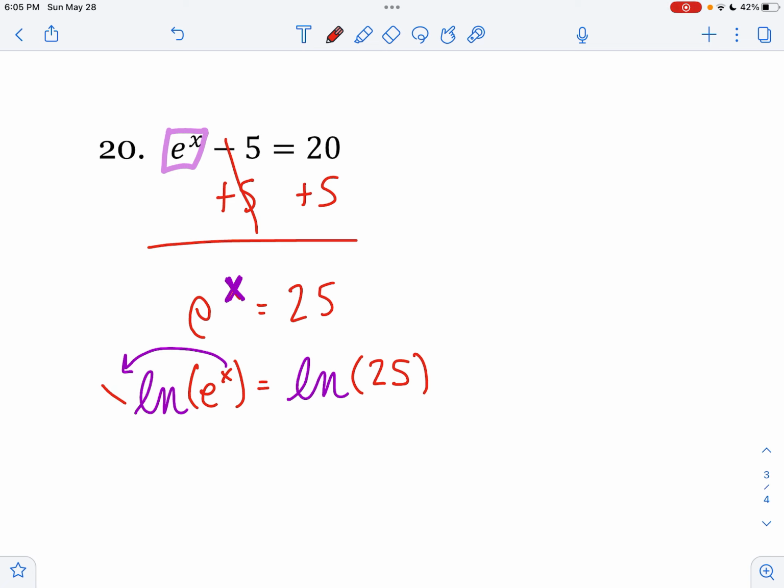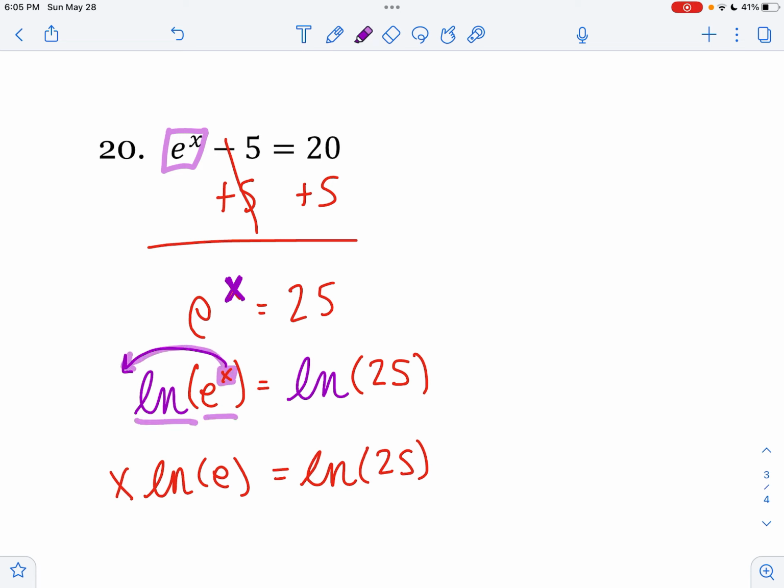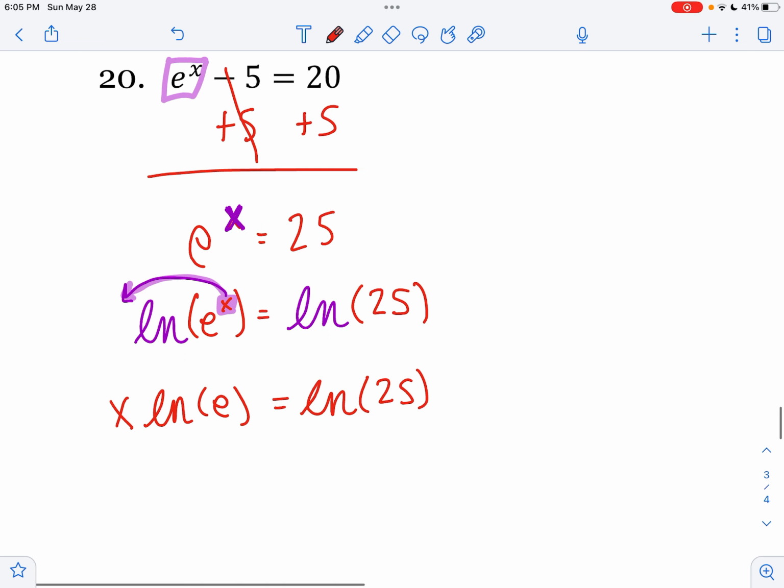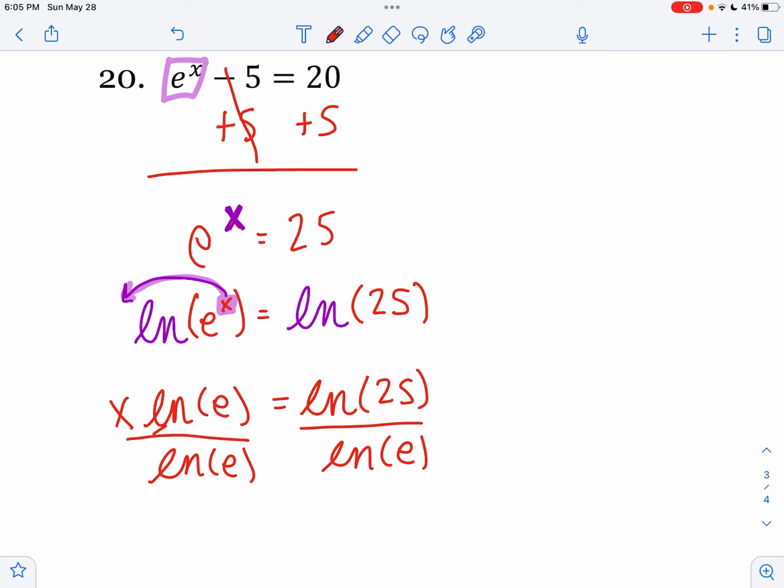So now it's going to be, let me not put it there. I'm going to do it in this step. x natural log e equals natural log 25. So this x is now down to the front, and now all I have is natural log e, and my x is in the front. Now I'm going to divide both sides by natural log e, and x equals, I'm going to put that in my calculator.